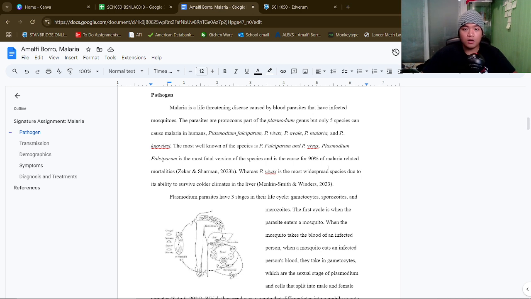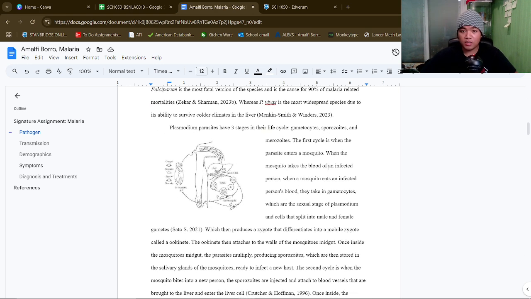These parasites are protozoans. They come from the Plasmodium genus, which only has 5 species that can infect humans, such as Plasmodium falciparum, which is the most fatal of the 5 species, being the cause for 90% of malaria-related mortalities. Plasmodium vivax, which is the most widespread and is able to survive in much colder climates just by staying in the liver. Plasmodium ovale, Plasmodium malariae, and Plasmodium knowlesi.